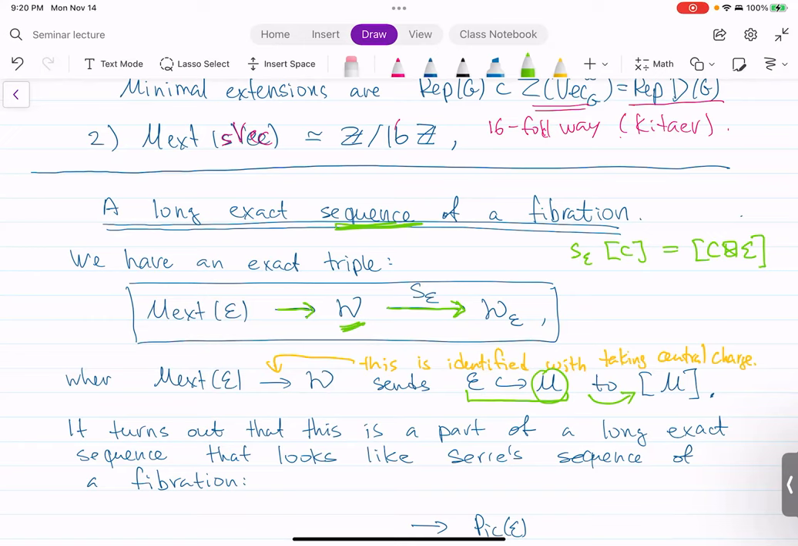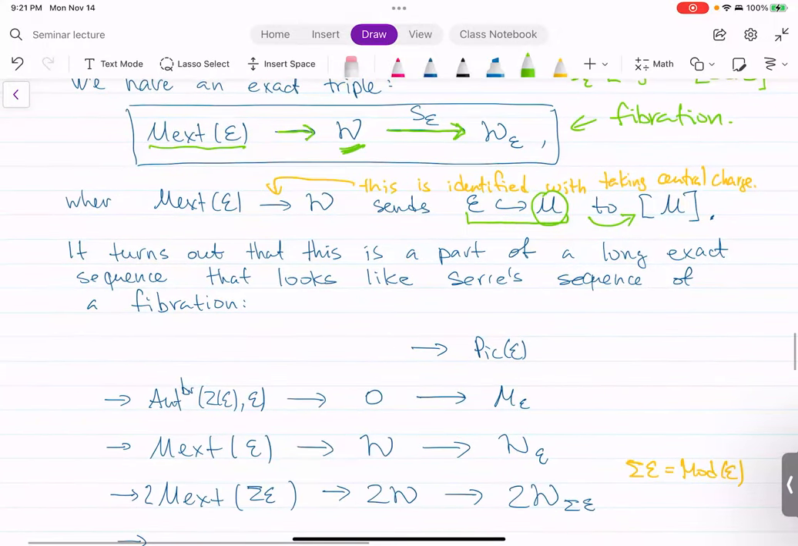And this suggests, of course, we have already seen that minimal extensions are related to Witt groups, but here this relation is made more understandable, because you can think of this as a fibration of Witt groups, and the group of minimal extensions is the fiber of this. And this is justified by the appearance of the following long exact sequence. From homotopy theory, whenever you have a fibration, there is a long exact sequence of homotopy groups. So this triple becomes a part of this long exact sequence.